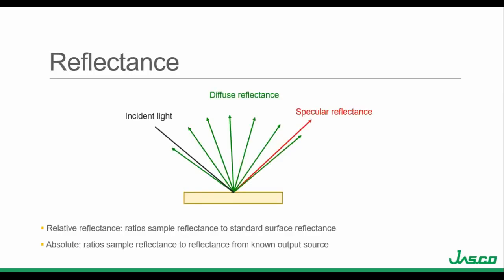So as mentioned earlier, reflectance can be broken up into three parts: specular, diffuse, and total. These three components can further be measured as either the relative reflectance or the absolute reflectance. So relative reflectance measures the ratio of the light reflected from a sample to the light reflected off a reference surface, while absolute reflectance uses a light source of a known output as the reference to calculate the reflectance. In the following examples on integrating spheres, the relative reflectance is measured using a white standard plate as a reference.